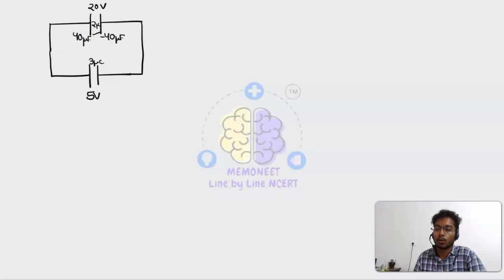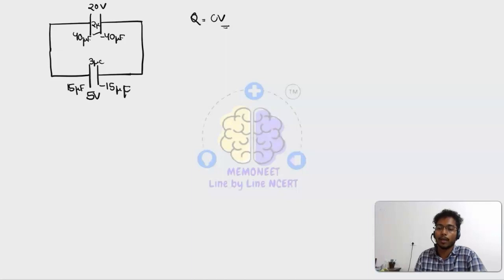Okay, and the positive plate will be connected to the positive plate. So it has 3 into 5. We know that Q is equal to CV. So I am putting C into V. So 3 microcoulomb into 5 volt, that is 15 microfarad, and this is minus 15 microfarad.